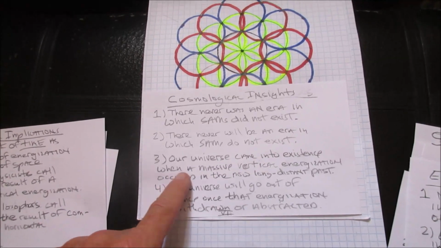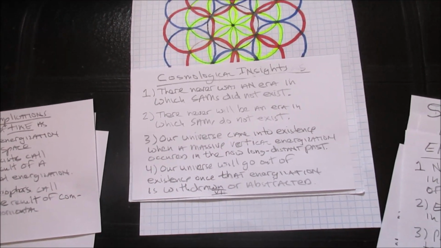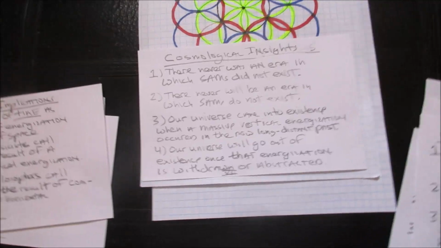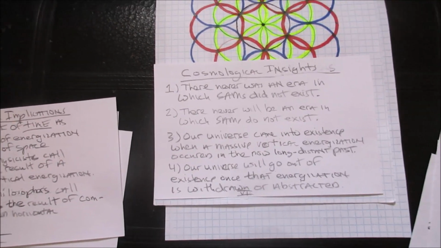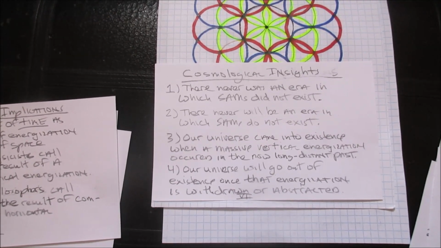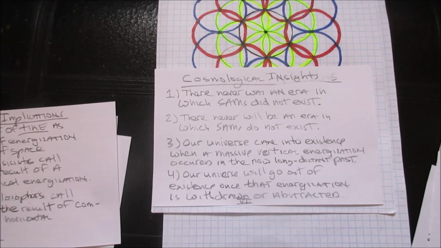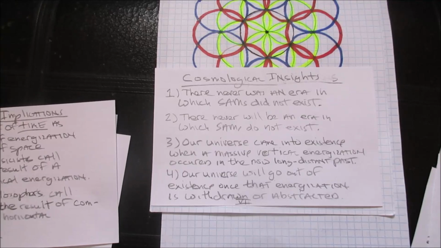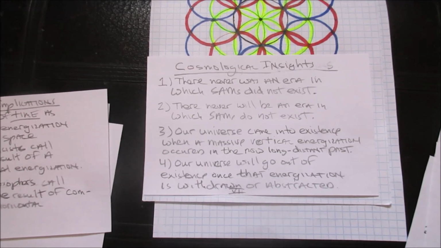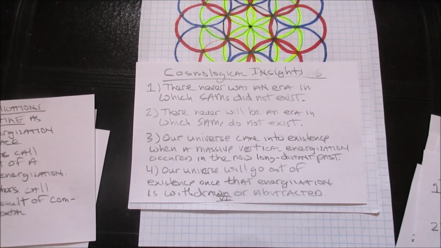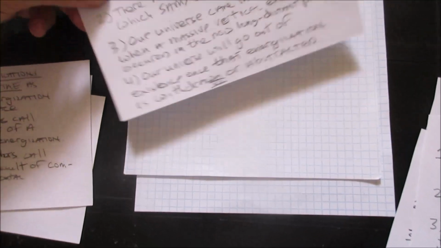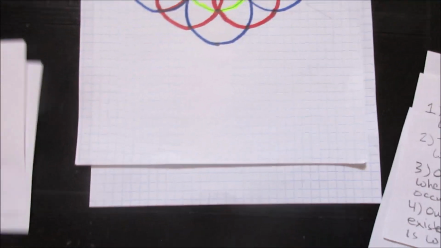However, going on from then, our universe will go out of existence once that energization is withdrawn or abstracted. In other words, energy, even though it can be transcendentally, vertically applied, and can be horizontally expressed as waves of energization which we call photons, at some point that oscillation, that energization could be withdrawn, once again intentionally by who knows what, but the point is that's something we're positing here as a fundamental principle that needs to be explored. So those are some of the cosmological insights. Let's look at some implications.